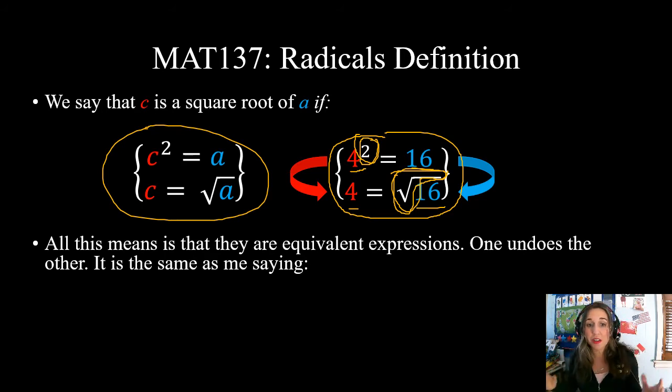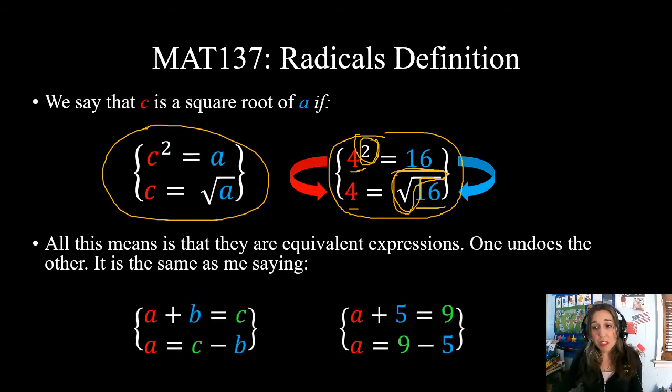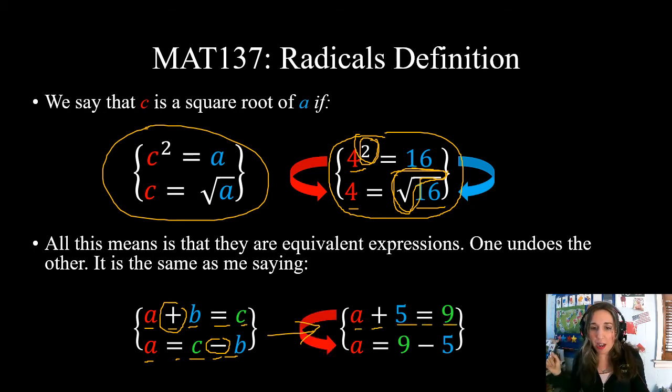One undoes the other. It is the same as me saying, let me put this in terms of operations we're really familiar with, addition and subtraction, right? If A plus B equals C, and I want to solve for A, then A must equal C minus B. I use this subtraction to undo the addition. And if you look at it over here, I threw some numbers in to make it extra clear. A plus 5 equals 9, and I told you to solve for A. You would automatically subtract to give you A equals 9 minus 5, because to undo this addition, we need to subtract.